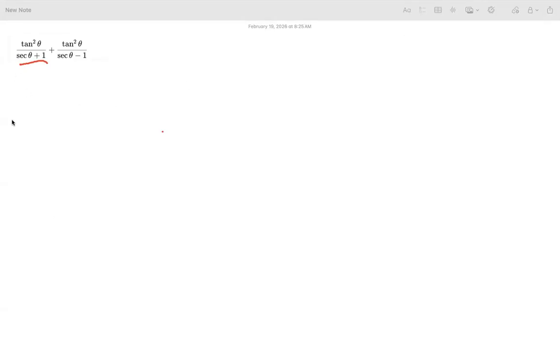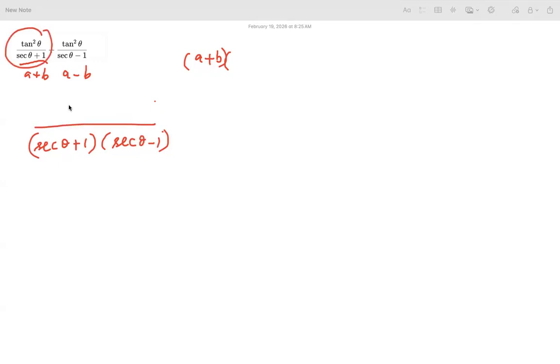The process is a little confusing. Seema, okay. This is a plus b, a minus b. What is the formula? A plus b, a minus b. You have to take LCM, right? You have to put it in the common denominator, right? This is your common denominator, right?